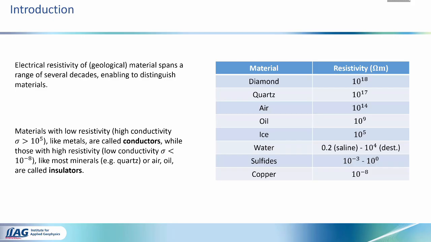So when we say saline water, then we are talking about 0.2, and if it's distilled water, it's 10 to the power 4. So then it's a spread on its own. But going to metal conductors, like copper, then it's 10 to the power of -8. So it's a spread of 26 decades. That's really amazing still, I think. And we separate them between conductors, which are all the material that conducts current, up to insulators, and minerals are somewhere in between.